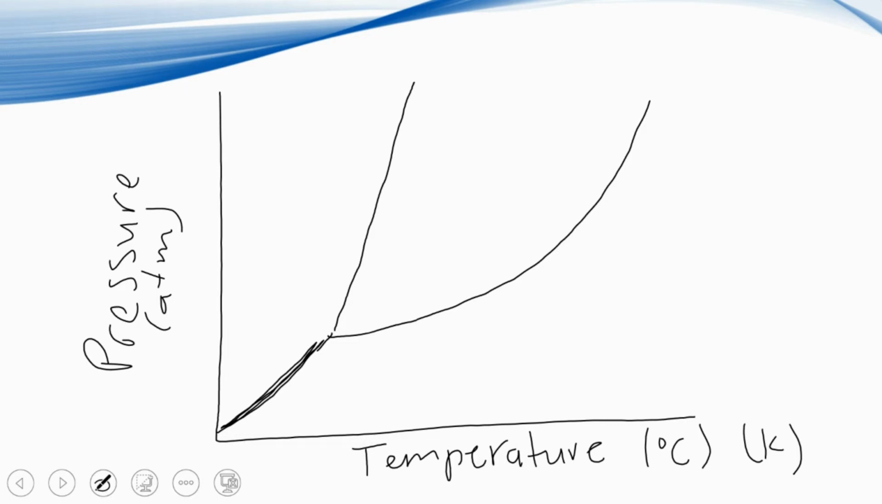Okay, so now that we have the three different sections, we are going to label them the three different states of matter. So we are going to have solid, we are going to have liquid, and we are going to have gas.